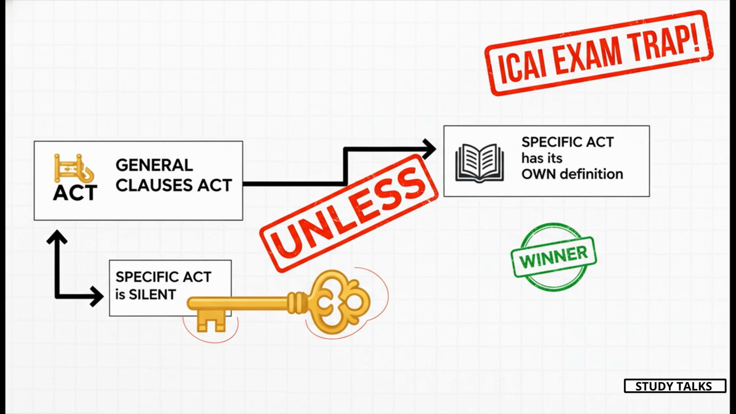Okay, now pay close attention, because this slide has a detail that is an absolute favorite for ICAI to test. The General Clauses Act applies to everything, with one big exception. It applies unless the specific law you're looking at has its own different definition, or if the context just doesn't fit. So if the Companies Act gives its own special definition for a word, the Companies Act wins. But if it's silent, we fall back on our master key, the General Clauses Act. Seriously, remember that unless clause.